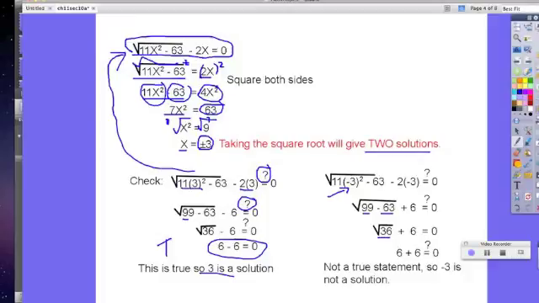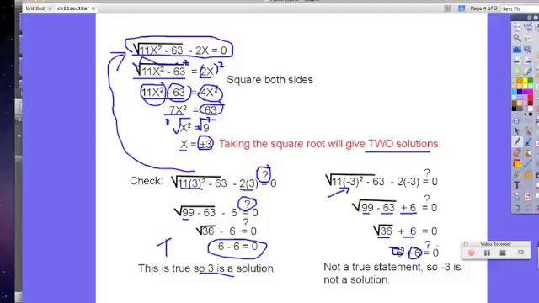Let's see what we have here. Negative 2 times negative 3, that's a positive 6. Bring that down here. The square root of 36 is 6. Plus 6 is equal to 0.